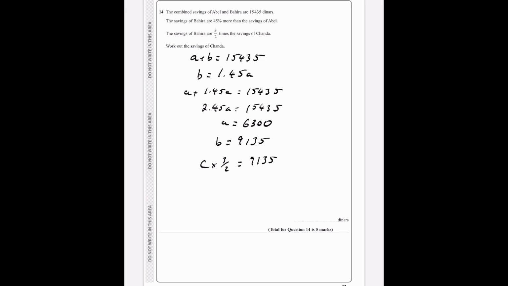And if we times c by 3 over 2, or 1.5, we'll get 9,135. So we can work out c by dividing, and c comes out as 6,090.